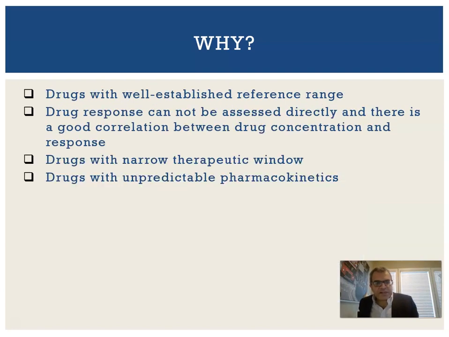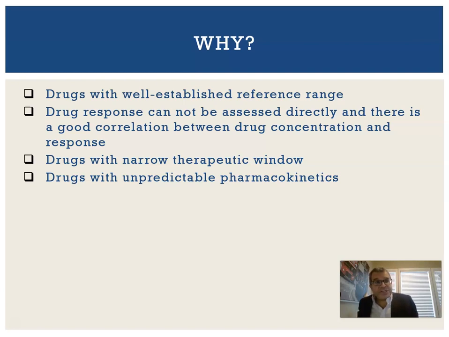So these are some of the rationales of therapeutic drug monitoring. Number one, drugs with well-established reference range are drugs where TDM could be useful. Examples of those drugs include PHENYTOIN and VANCOMYCIN. Also, TDM is useful on those drugs when the drug response cannot be assessed directly, and at the same time there is a good correlation between drug concentration and response. Again, anti-seizure drugs like PHENYTOIN.